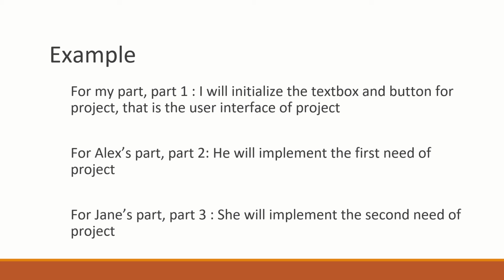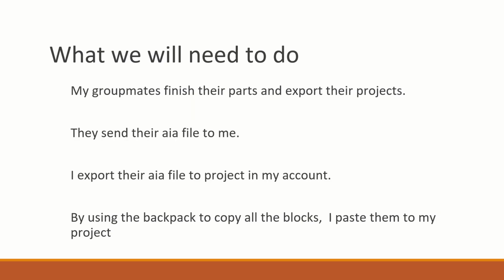For Alex's part 2, he will implement the first need of the project, which will determine whether the number is larger than 100. For Jane's part 3, she will implement the second need of the project, that is, whether the number is smaller than or equal to 100. So that's what we're going to do. My group mates finish their parts and export the projects. They send the .ai file to me, and then I import the .ai file into my account. By using the backpack to copy all the blocks, I pass them to my project.